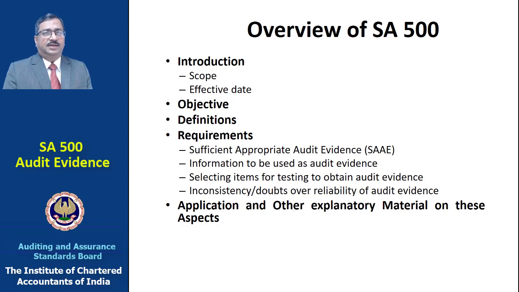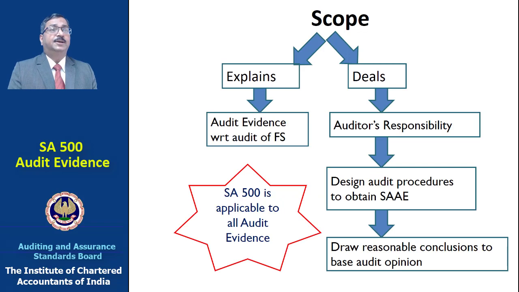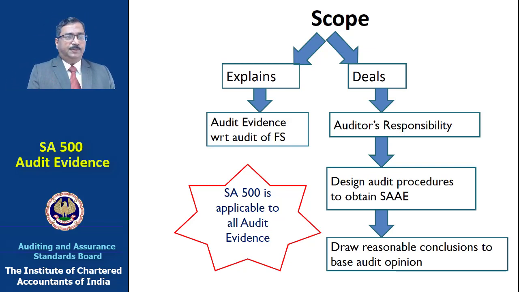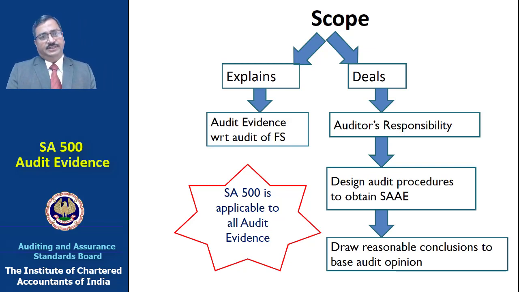The overall standard is divided into various parts. The overview is given in this slide. We'll be dealing with these particular aspects in the coming slides. As far as the scope of the standard is concerned, the standard explains audit evidence with respect to the financial statements, and this standard is applicable to all audit evidence, be it oral audit evidence, written audit evidence, internal audit evidence, or external audit evidence, and so on.